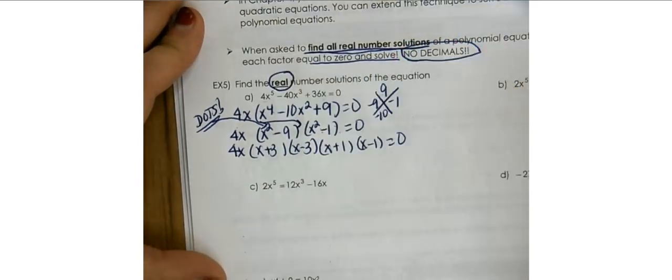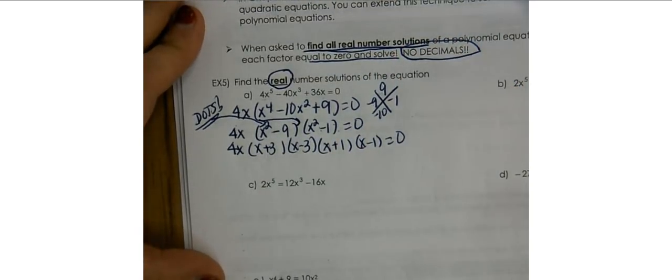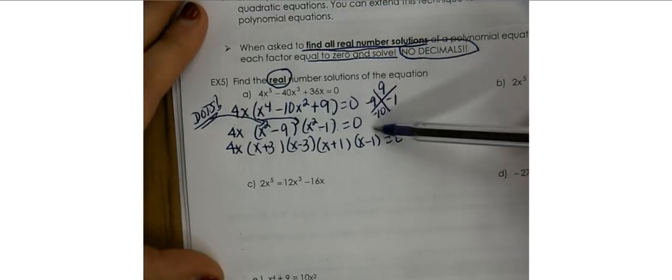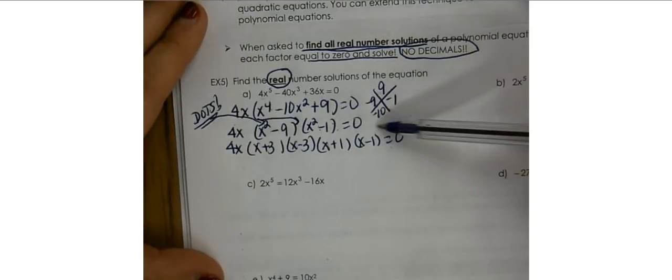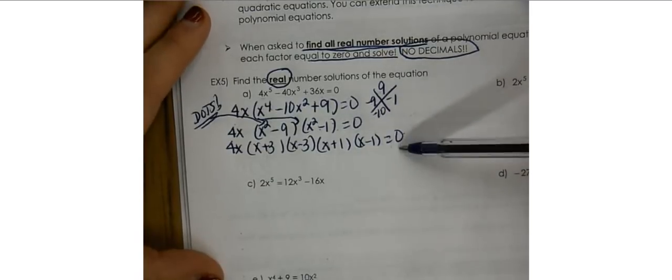And this is equal to 0. So you always want your equation to equal 0. Please do not lose your equal 0 along the way. That is too important. So keep that equal 0 along the way.